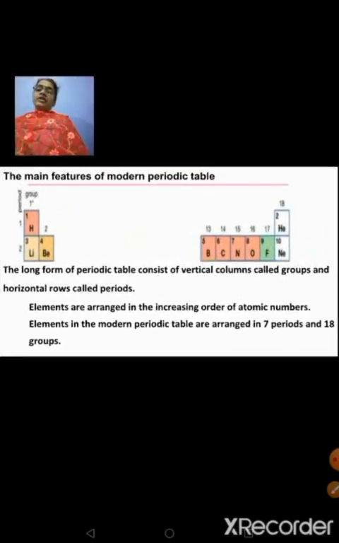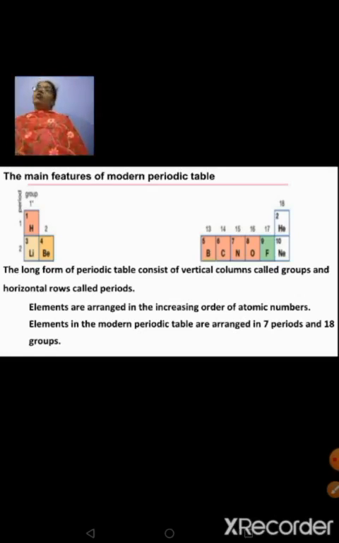In the modern periodic table, the elements are arranged in the increasing order of their atomic numbers. See, right from the beginning, we saw Dobereiner's triads, Newlands' law of octaves, Newlands' periodic table, and then Mendeleev's periodic table. In all these periodic tables, the elements were arranged in the increasing order of their atomic masses. But in the modern periodic table, the elements are arranged in the increasing order of their atomic numbers. And this modern periodic table has 7 periods and 18 groups.